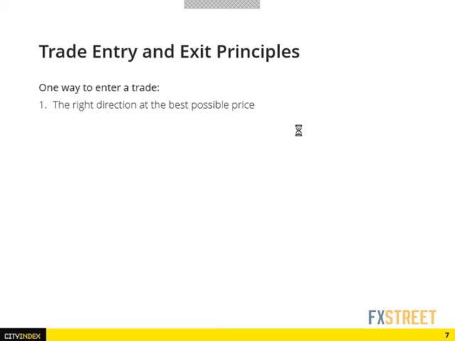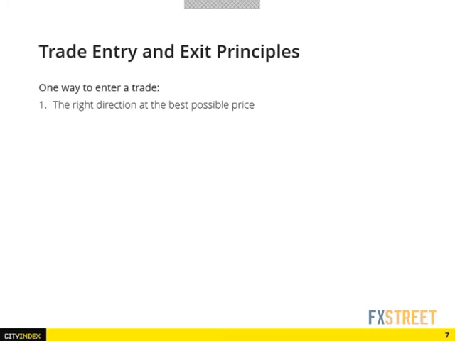Okay, trade entry and exit principles. One way to enter a trade is in the right direction at the best possible price. This fits in very well with my philosophy of finding the trend, looking for a pullback, and then taking the breakout. So one way to enter a trade, as far as I'm concerned, and these are my general principles, I'm going to get granular and more specific in a second. But for now, the right direction at the best possible price. The right direction is with the direction of the trend. So in the case of euro dollar, if you're looking on a longer term basis, we're looking to the downside. That would be the right direction as far as I'm concerned.